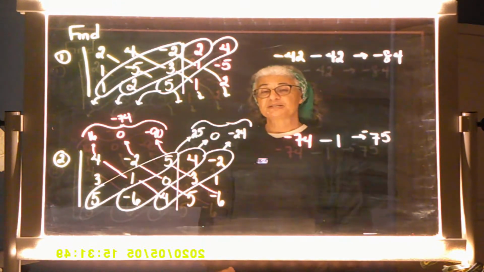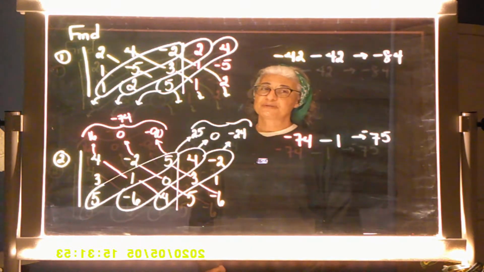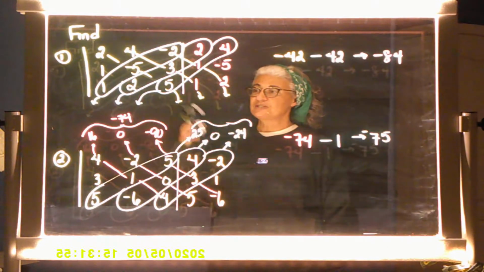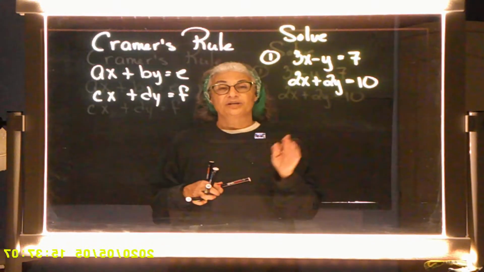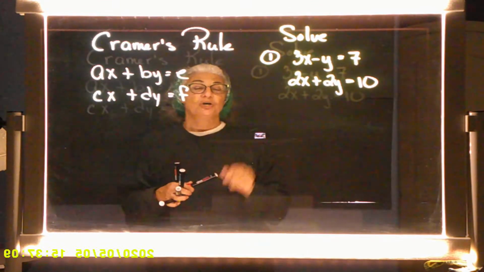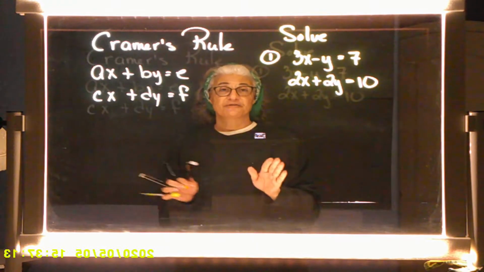Now, determinants help us solve systems of equations. So hang in there. I'm coming up with Kramer's rule, which is going to use these determinants to help us find x's and y's and even z's. Okay, so let's talk about Kramer's rule. Kramer's rule is going to use determinants in order to solve for our variables.